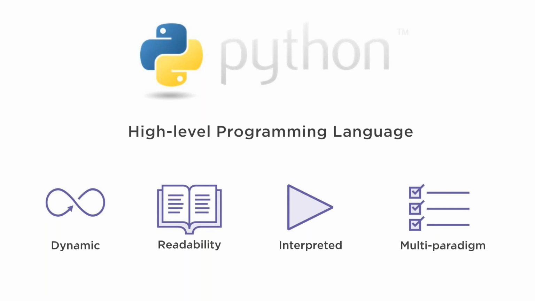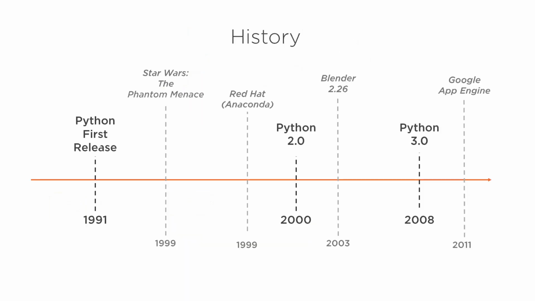Python is basically a high-level programming language. It's dynamic, readable, interpreted, multi-paradigm, and so on. This is the evolution of Python. I must discuss here, Python 2 versus Python 3 is very important. Python 2 you will find installed on most Linux machines. You don't need to install it, but it will be version 2.9 or something.